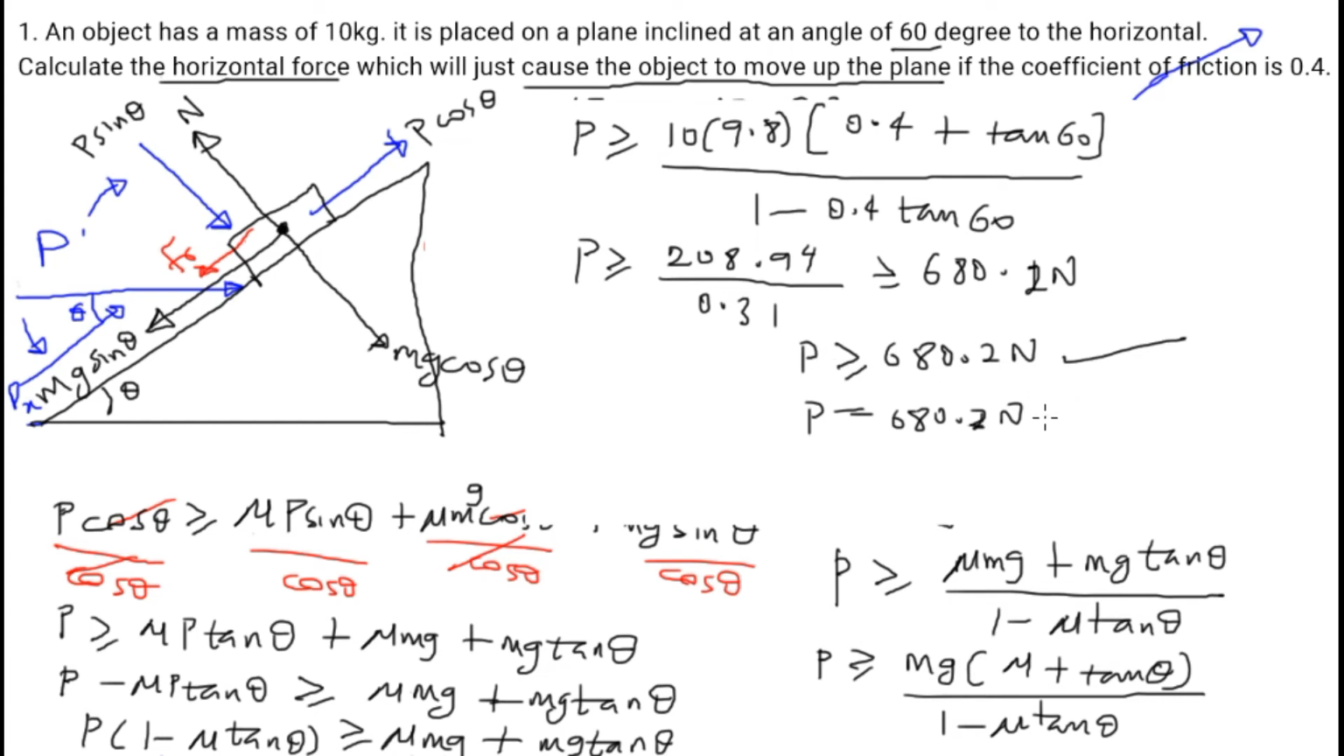You understand? But if it's an optional question, if you have this in the options, then you go with this as well. But I hope you understand that the forces that are able to move the object up the inclined plane start from 680.2 Newton upward. So it's not confusing. Alright, let's solve the next practice problem.